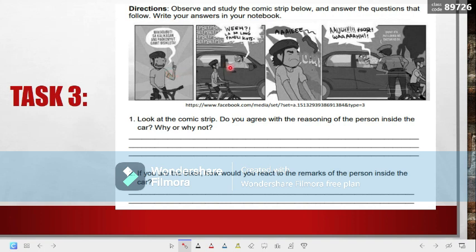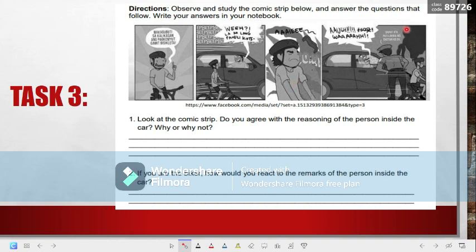Then, there's a person inside the car who said, "Lakas lang pambili ng kotse." Or, he's trying to say that, oh, you just said that because you can't afford to buy a car. Okay? Like he's trying to brag. And look at the reaction of the biker.